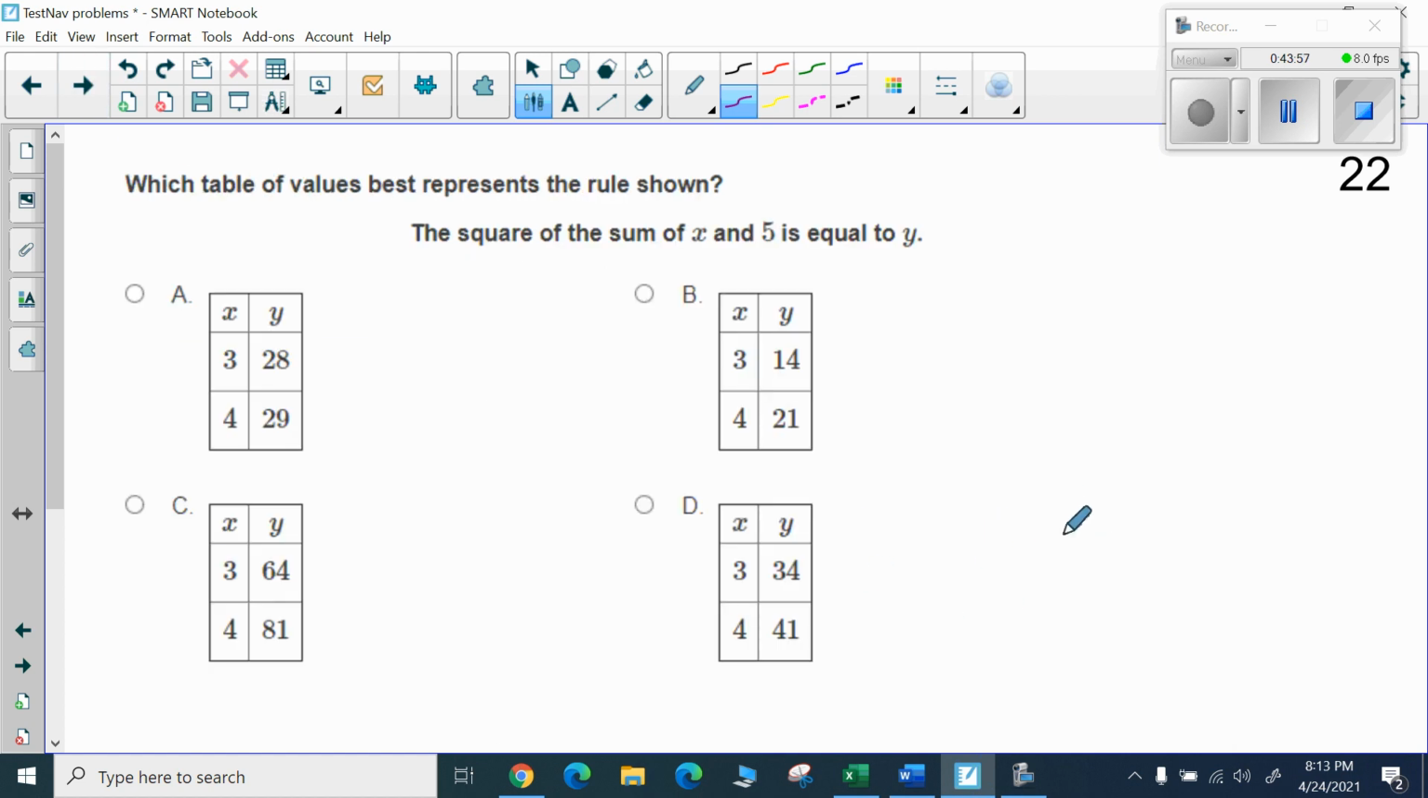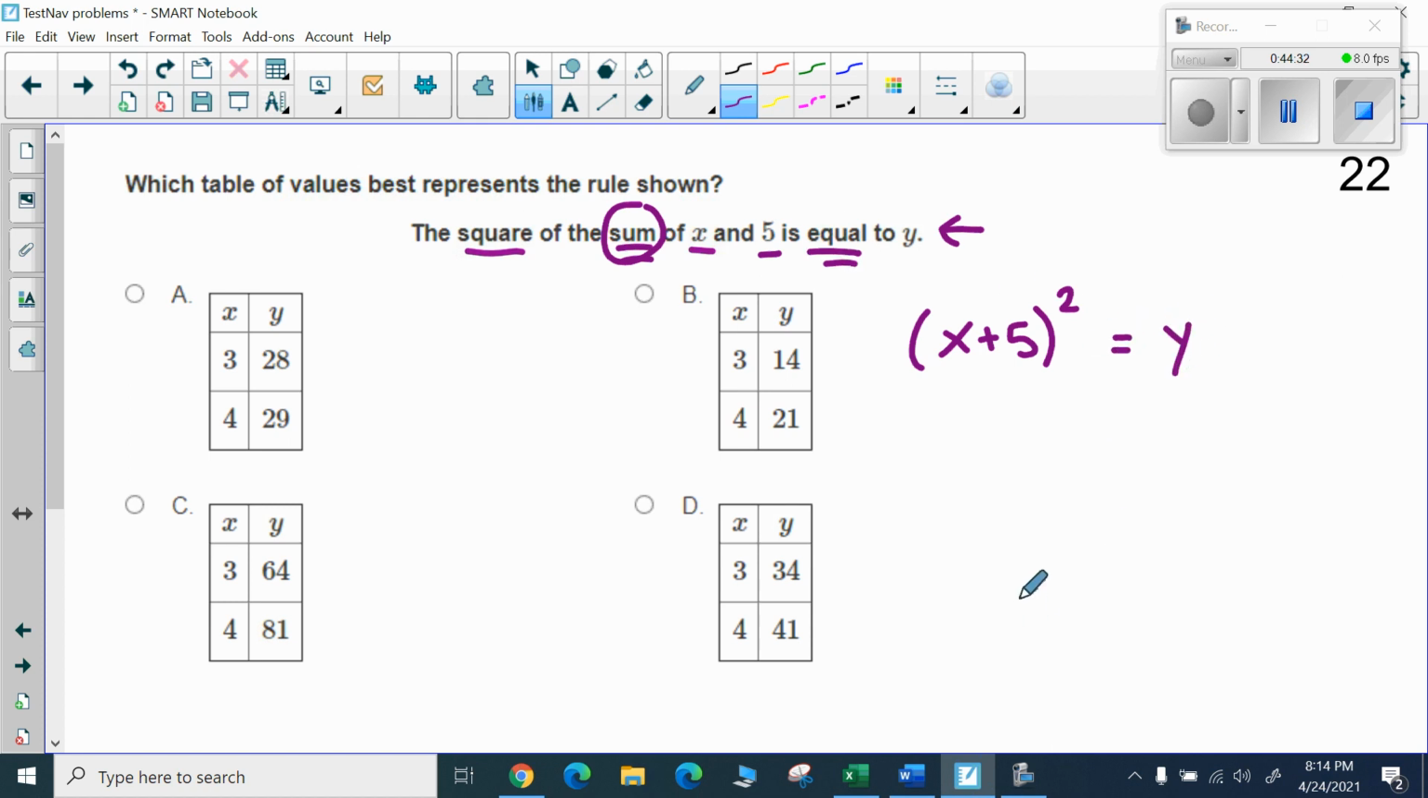For question number 22, which table of values best represents the rule shown? The square of the sum of x and 5 is equal to y. So the trick is being able to put this into numbers. This is the very first thing that we did at the beginning of the year. The square of the sum means that I need to add first and then square. So the sum of x and 5, and if I want to square the sum, I have to put the whole thing in parentheses and square it like this, is equal to y.